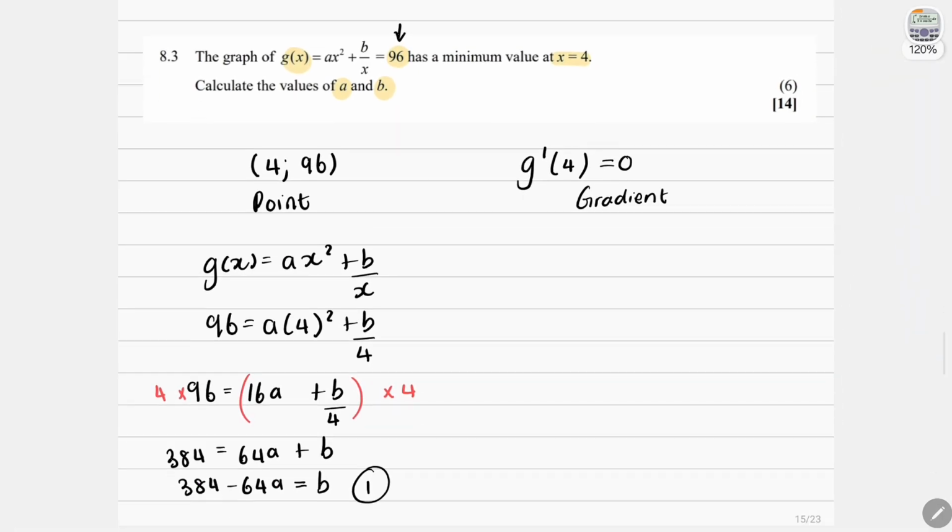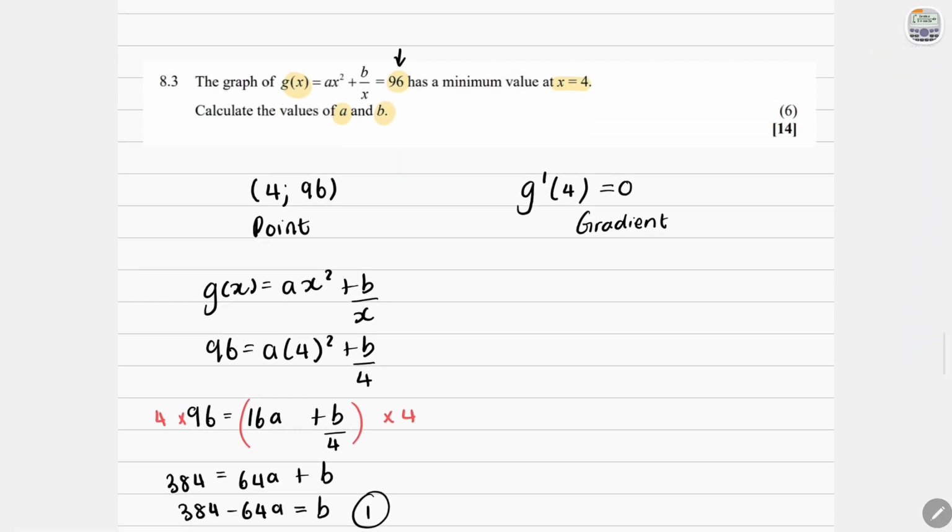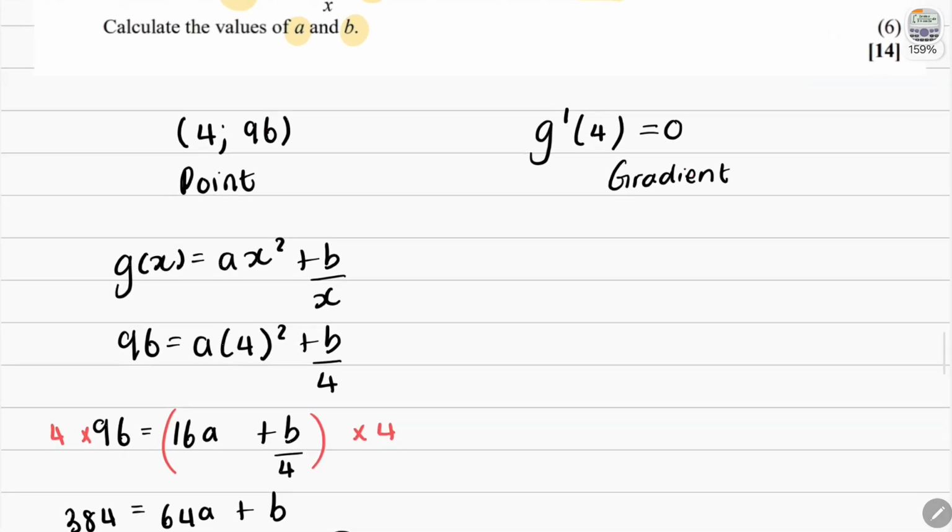Now to find the second equation, we'll use the information about the gradient. So to find the gradient of this function, we need to derive it. But currently it's not ready to be derived. So let's prepare it by taking that denominator of x to the numerator. So now we have g of x is equal to ax squared plus b. And then if we move it to the numerator, it will cause its invisible exponent of 1 to become negative.